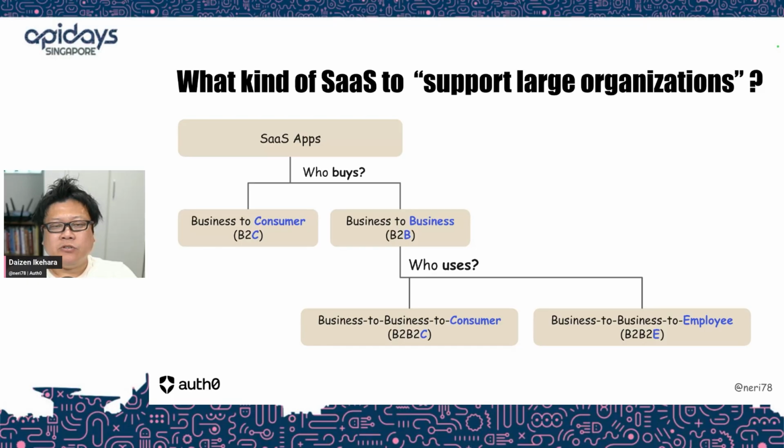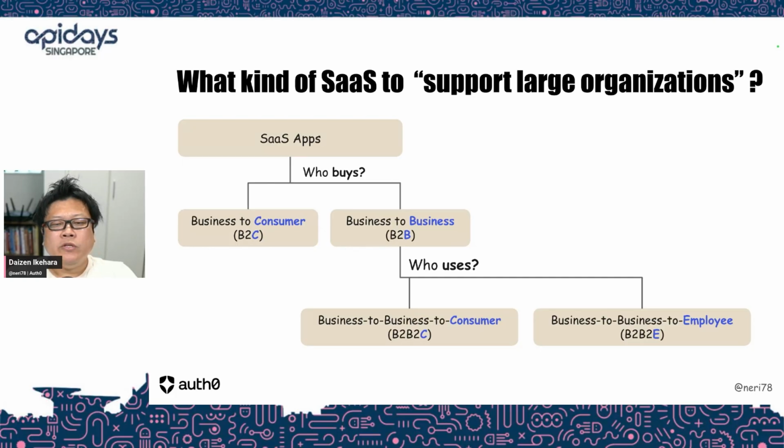To answer this question, I prepared this diagram. In SaaS apps, there are two types of apps. One is business to consumer, B2C. The other is business to business, B2B. You can distinguish between the two depending on who buys your services. If the end user buys your software, it's going to be B2C. If a business purchases your software, it's going to be business to business.